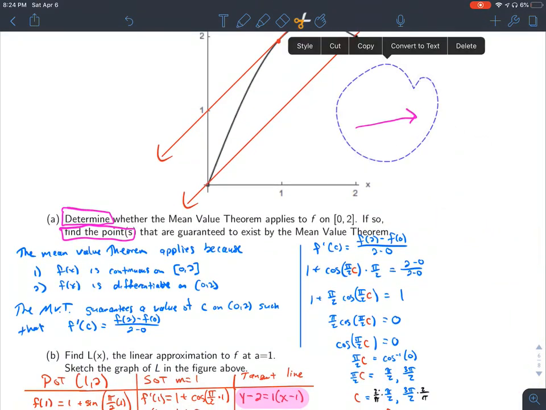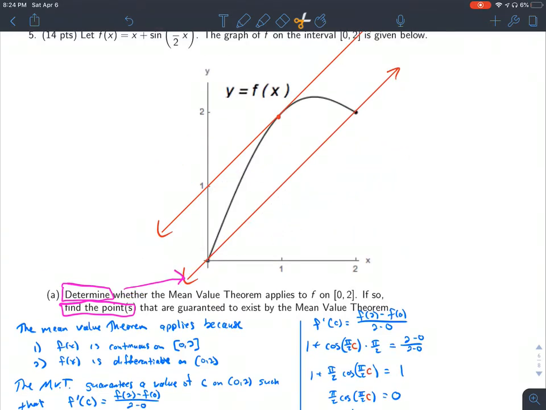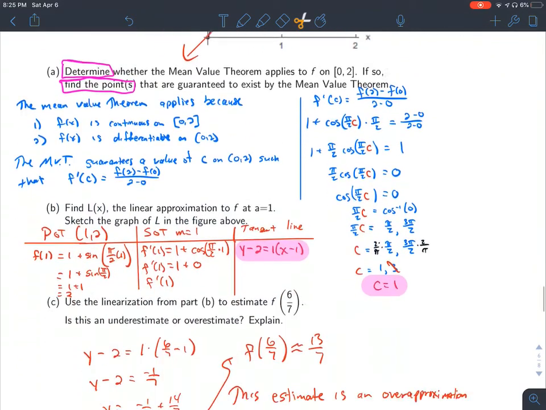So I drew the picture here. This line here is the secant line. Its slope is 1. This here is a tangent line that's parallel to that because its slope is also 1. And that's happening at the point 1. We can see how that is a parallel slope.